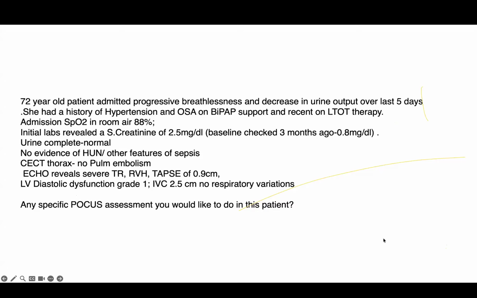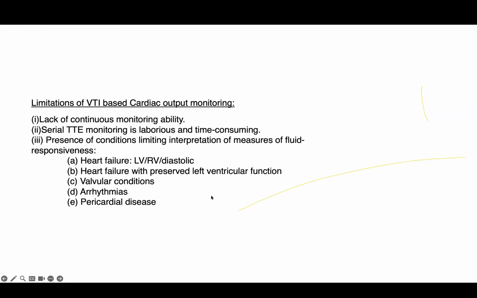Okay, so the answer is correct. It is VExUS. Now Anshul has mentioned it as DVT. Now here the TAPSE is 0.9. That might have been very tempting to go ahead with the thought process of an RV dysfunction. But here in the CECT, there is no pulmonary embolism per se. So DVT assessment for this AKI is an unlikely answer. So the answer is VExUS. All right.